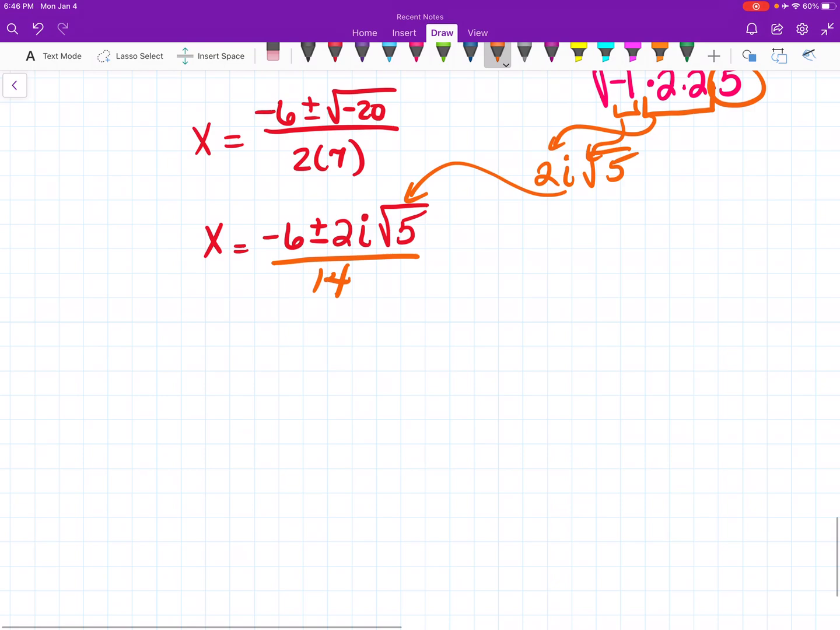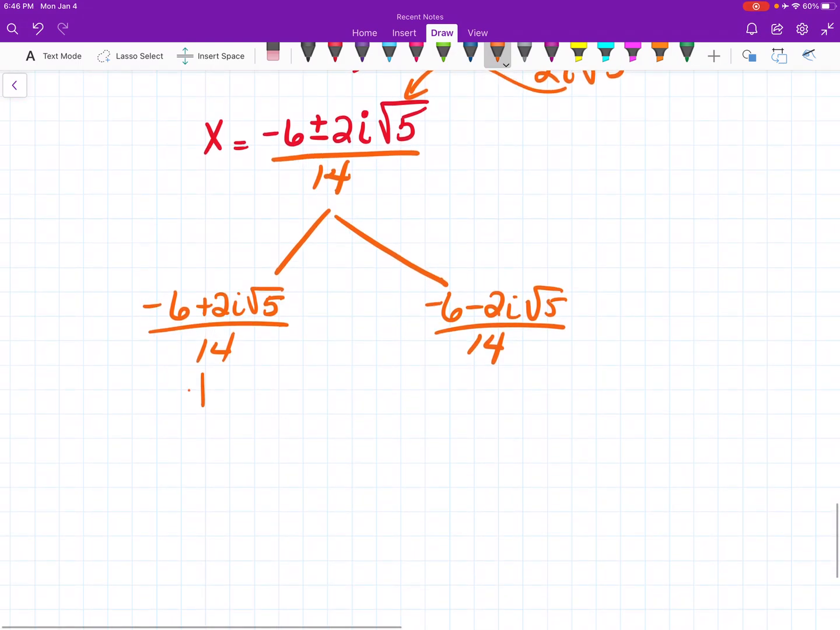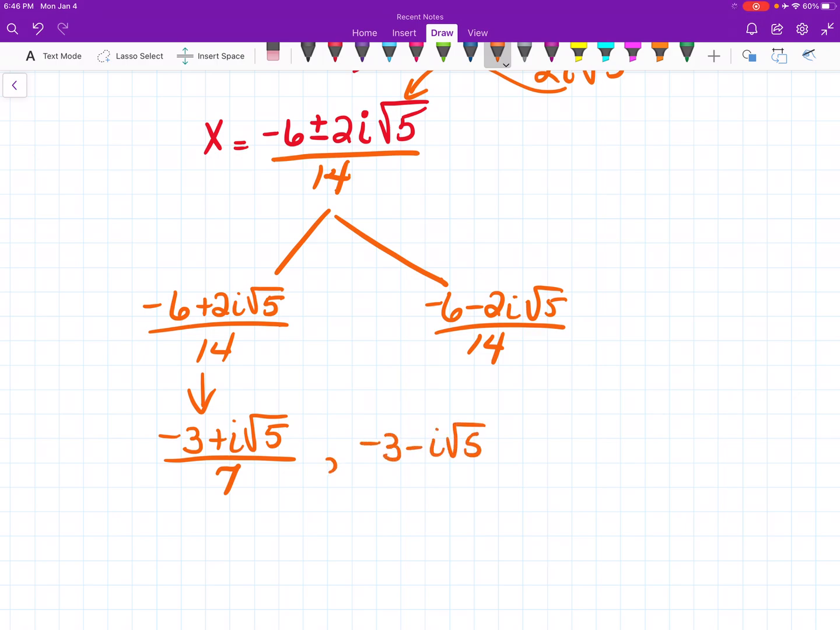Now this is where you've got to be careful. There's no more simplifying here, so we split it up. And we have negative 6 plus 2i root 5 over 14 and negative 6 minus 2i root 5 over 14. Now here's where it gets tricky. If all the outside numbers are divisible by 2, we can actually simplify out a 2 here. So really what we have here is negative 3 plus i root 5 over 7. I divided the 6, the 2, and the 14 by 2. And negative 3 minus i root 5 over 7.